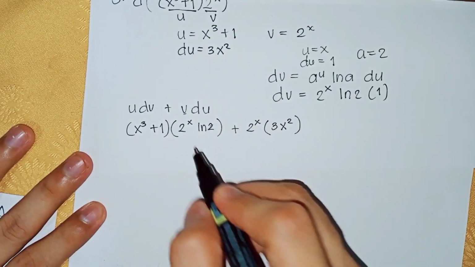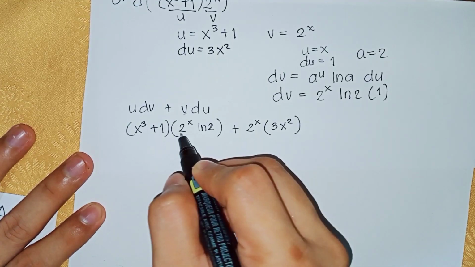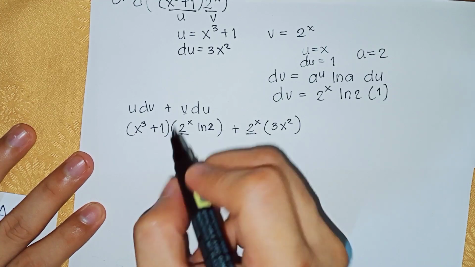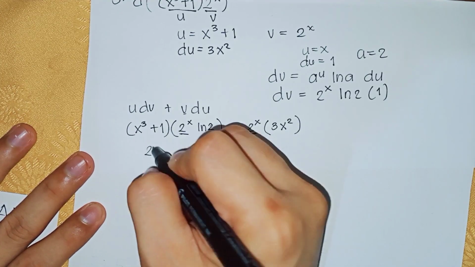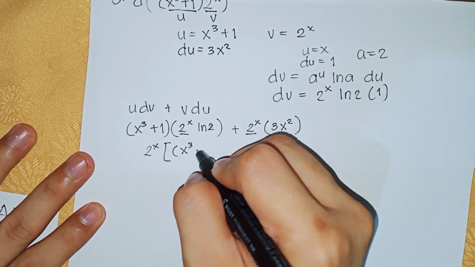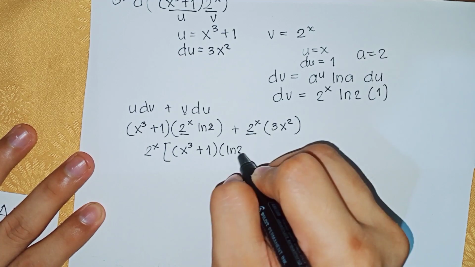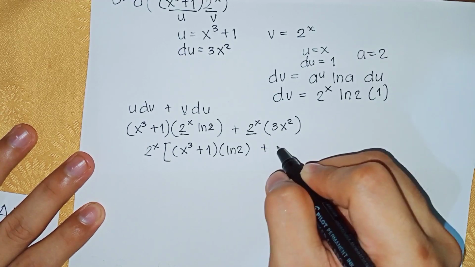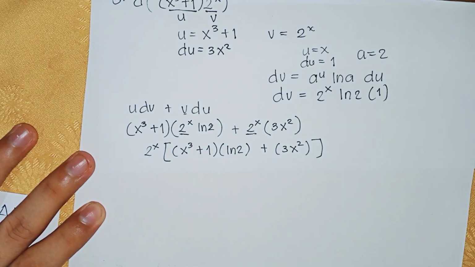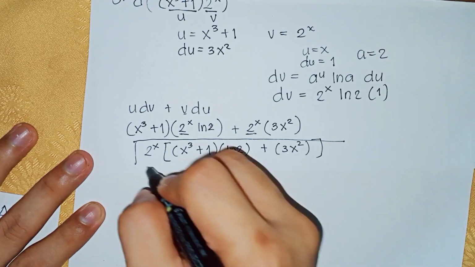Mapapansin nyo, yung common factor natin sa dalawang term na ito, itong 2 raised to x, di ba? So, kapag finactor natin yan, ang magiging final answer natin ay 2 raised to x times x cubed plus 1 times ln 2 plus 3x squared. Okay? So, ito yung final answer natin.